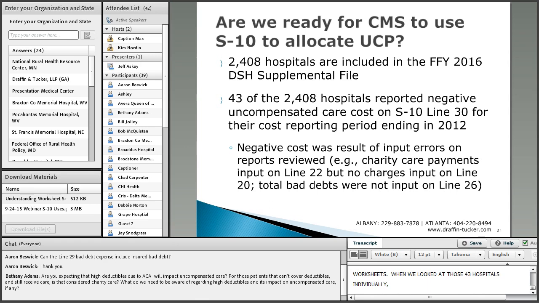Jeff and Charles, we have another question. Are you expecting that high deductibles due to ACA will impact uncompensated care for those patients that can't cover deductibles and still receive care? Is that considered charity care? What do we need to be aware of regarding high deductibles and their impact on uncompensated care, if any? Well, again, the high deductible issue is a growing issue.